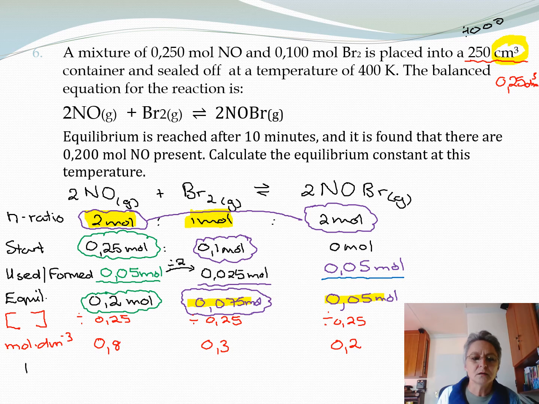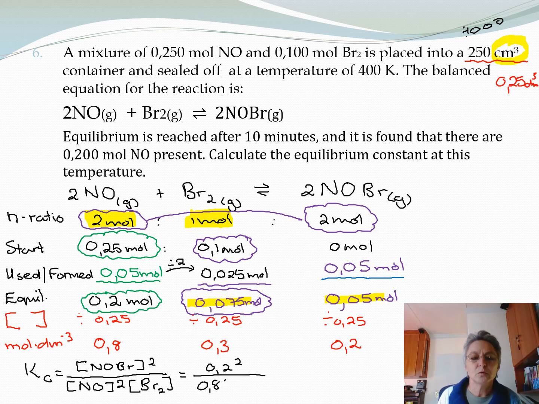So the Kc is the concentration of NOBr to the power 2 divided by the concentration of NO to the power 2 times the concentration of Br2, and we get 0.2 squared divided by 0.8 squared times 0.3, and it gives us an answer of 0.208.